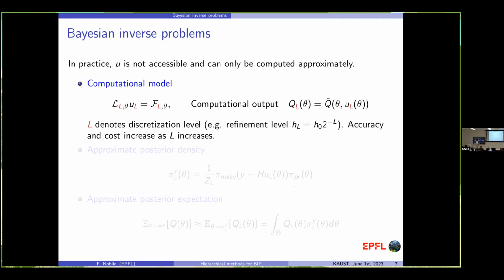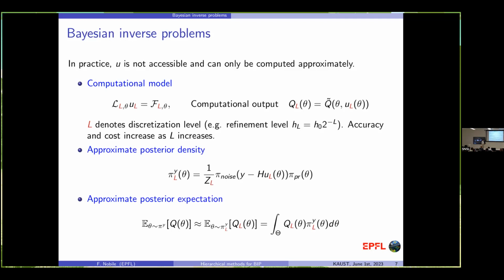Of course, the main point here is that in practice, we cannot solve exactly the underlying model, so we need to use discretization. So in practice, we will only access some approximate version of the solution U, which I call U capital L, where L denotes some level of discretization. Of course, this will induce an approximation on the posterior density, which will not be the true one, but I call this pi capital L, to denote the approximation in the posterior which comes from the approximation of the forward map. And then this will also induce an approximation on the expectation that we want to compute. So instead of computing the true one, we are computing the approximated one, where the approximation enters in the distribution and possibly also in the evaluation of the quantity of interest itself, if you are also discretizing the calculation of the quantity of interest.